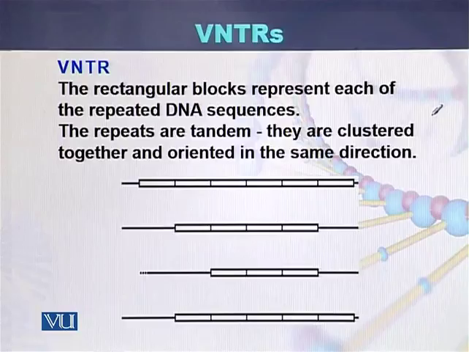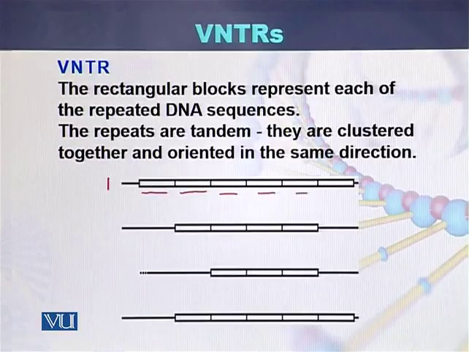Each block represents a repeated DNA sequence. We can say that in this individual, that is individual 1, these are blocks, they represent a sequence of DNA, and the same sequence of DNA is repeated a third time, fourth time, fifth time and sixth time. So you will say that in individual 1 there are 6 repeated regions of VNTR. They are clustered together and they are oriented in the same direction.